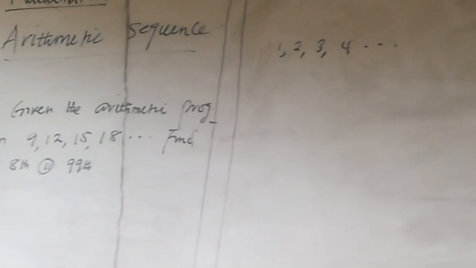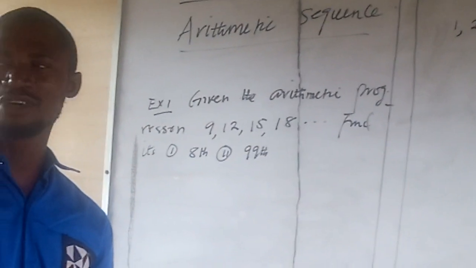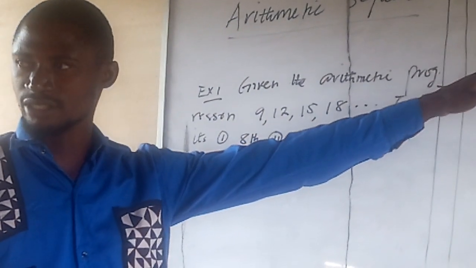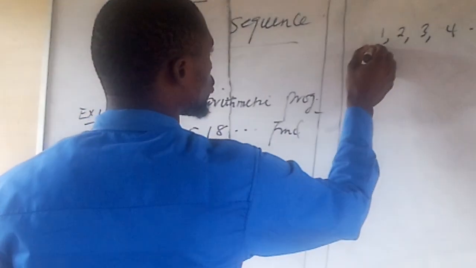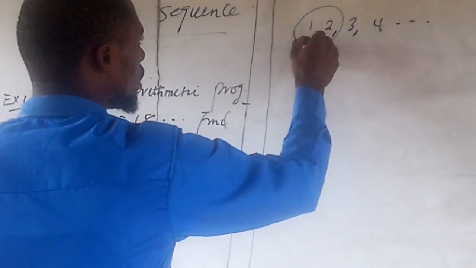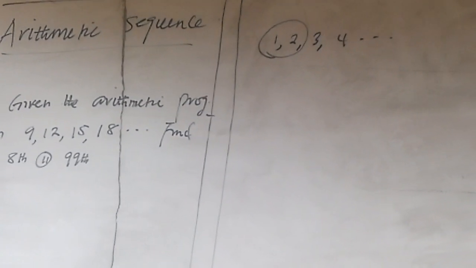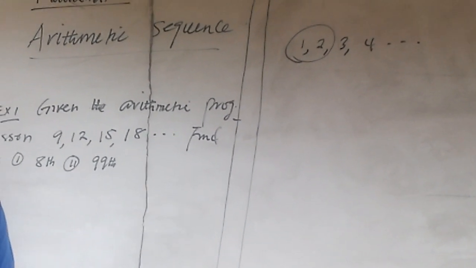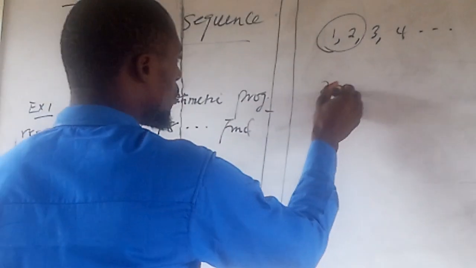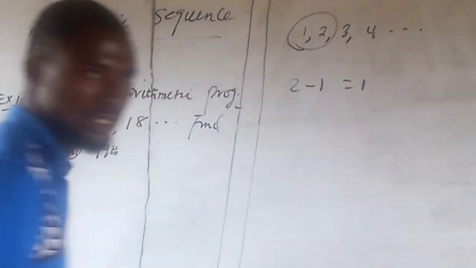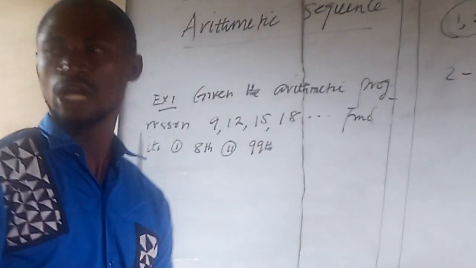In this case, there is a difference here, the difference that exists in this sequence. By the time we take two numbers here, assume the two numbers will be 2 and 1. Now their difference will be 2 minus 1, and this will give us 1. Do you understand? Now let's again pick another number.